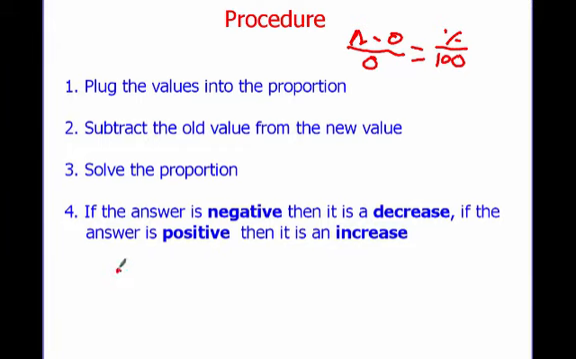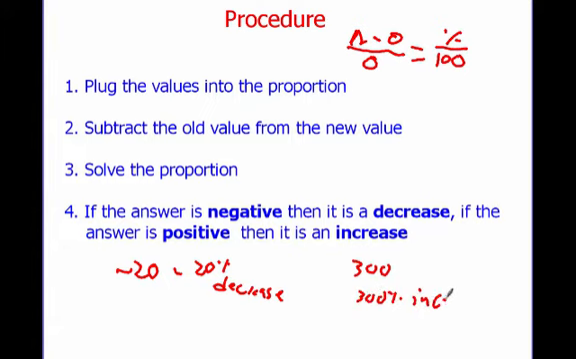So for example, if we get an answer of negative 20, when we write our answer, we're not going to say it's negative 20. We're going to say that this is a 20% decrease. If I get an answer of positive 300, then I'm going to say that's a 300% increase. Negative answers are decreases, positive answers are increases. We're never going to put the negative number on our final answer. So let's try some examples.